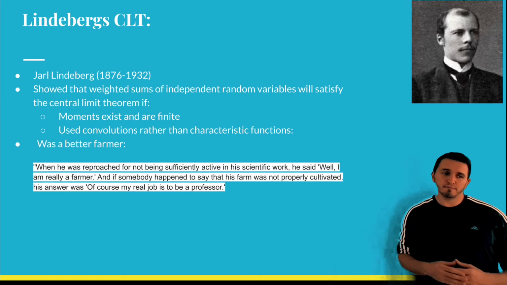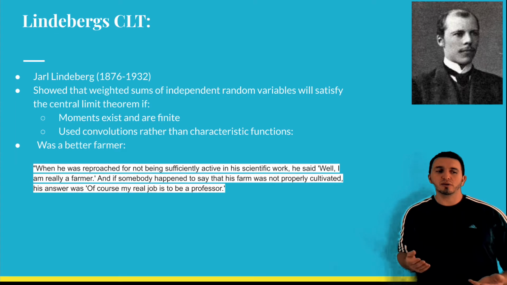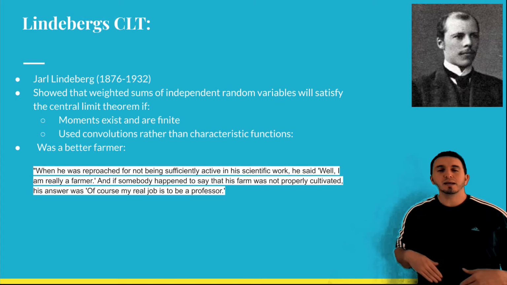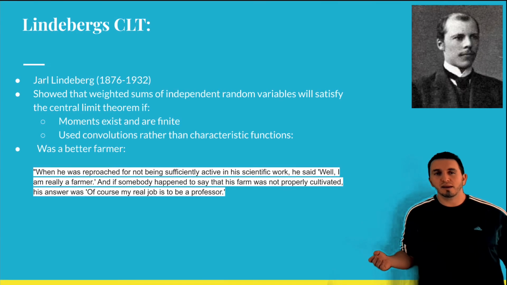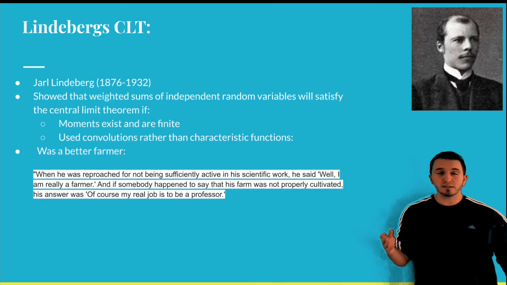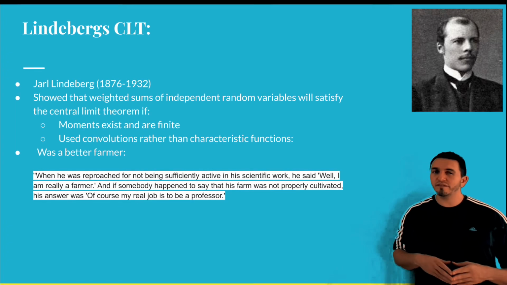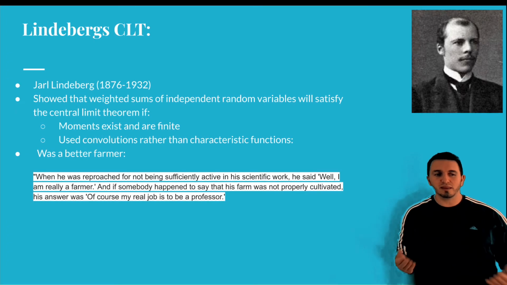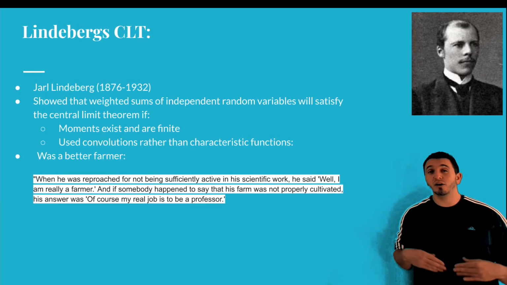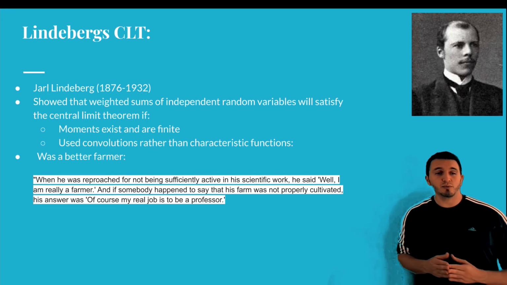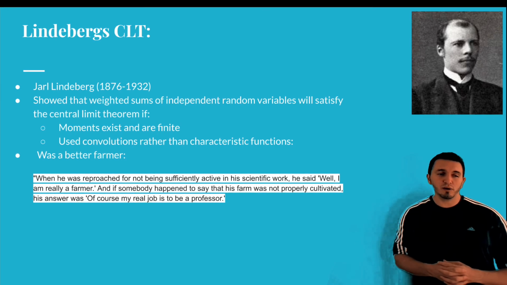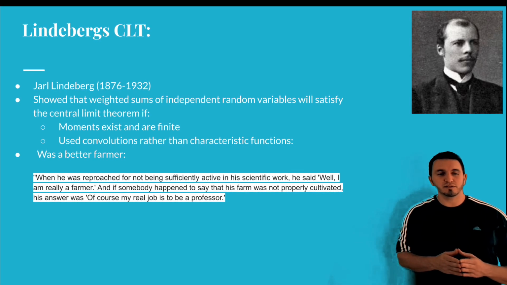But the second guy might be even more impressive. He showed that weighted sums of independent random variables will satisfy the central limit theorem as long as moments exist and are finite. He even showed that you don't have to make a caveat about the variance as long as the moments exist. So of course the variance can't be infinite, but even if it is very big, it still doesn't matter. You don't even need that. And what's cool about this guy is he didn't even use characteristic functions. He actually did it all using convolutions. So if you're interested and you want to know more about this, you can look up his proof. It might be more elegant than Lyapunov's, although that one's probably a little bit easier to understand.